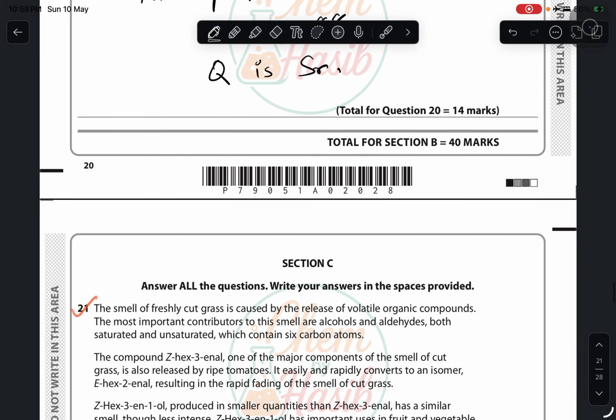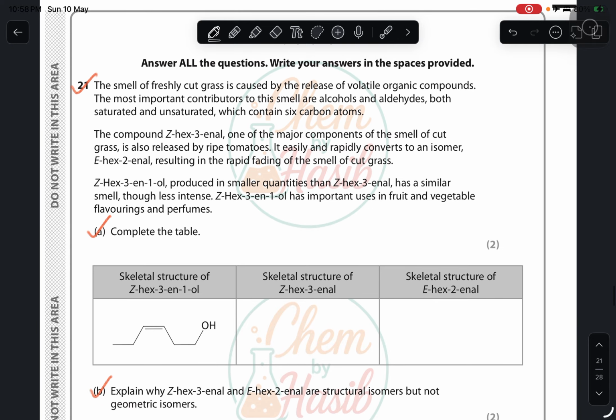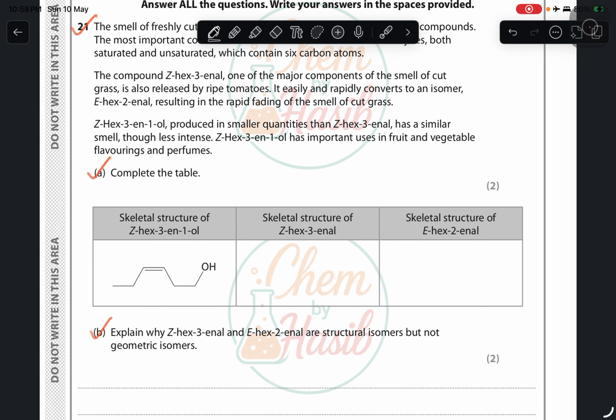Then we move to question number 21A. You have to draw the skeletal formula of Z-hex-3-en-1-al. It says Z, so it should be a Z isomer. Hex-3 means the double bond will be on carbon number 3, and the high priority groups should be on the same side. So I have put all the high priority groups on the same side. This is hex-3-en-1-al.